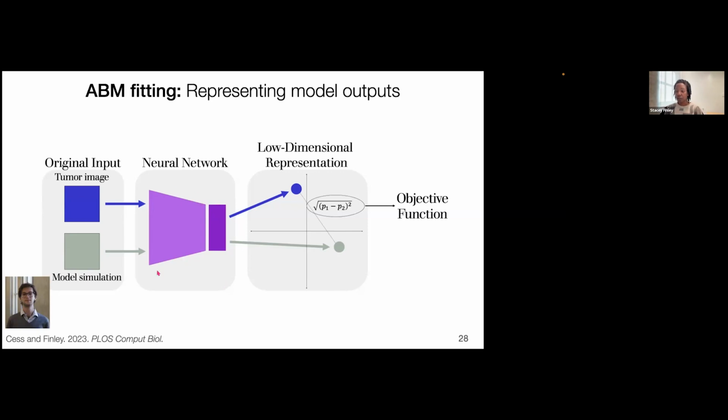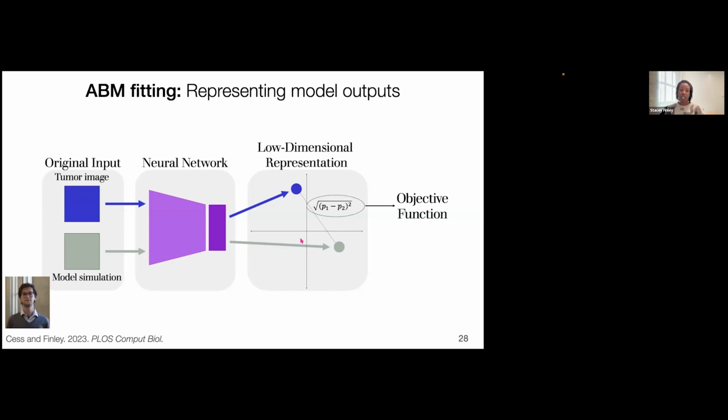So he developed an approach that uses a neural network. It's called a Siamese neural network that takes in tumor images, again, where the cells are and in what state they're in, and an image from our model simulation, the agent-based model. And really what this neural network is doing is performing dimensionality reduction. So it's trying to cast these images, which again are multidimensional, many different cells and many different types of cells are there, into this low dimensional space.